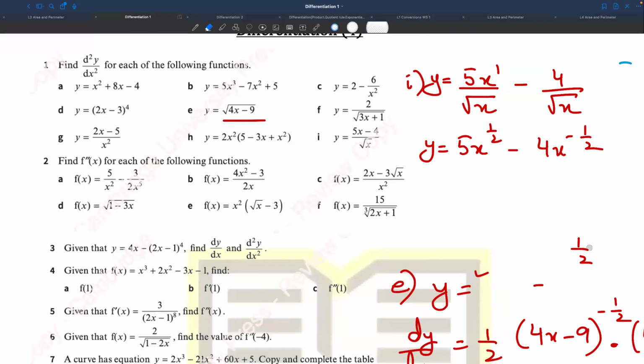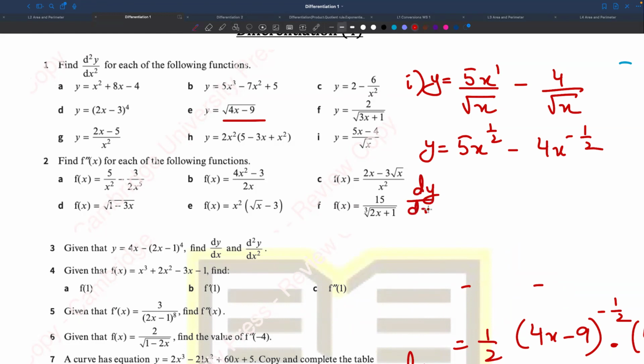Ahmed, it is clear up till now? Yes sir. No, 1 minus half is half, no? This is power 1 and this is half. Okay. So now the first dy by dx will be half into 5 is 5 upon 2, x power minus half. Then minus half into minus 4 will become plus 2x power minus 3 by 2, right? Half minus 1 is minus 3 by 2. So that's the first derivative.